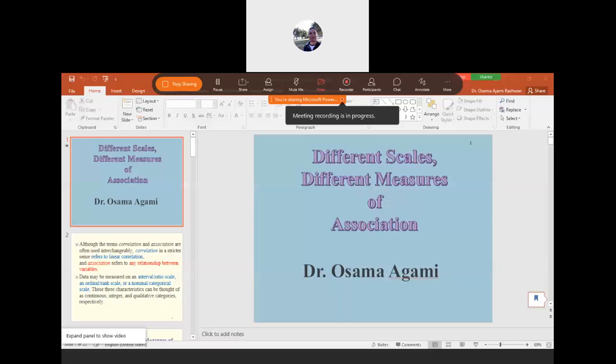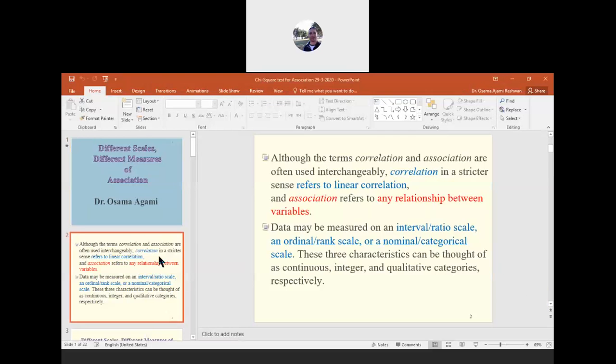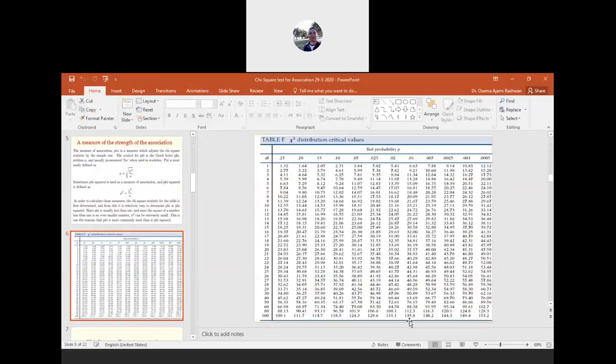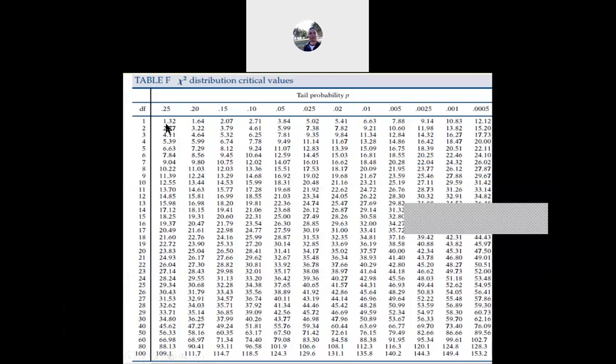So I'm going to share this one with you to see. Yes, it is. Now let's go for the table. Can you see the table? Yes. So I'll go for the degree of freedom is 1 and my alpha is 0.01. Where is 0.01? Here it is. So critical value is what?